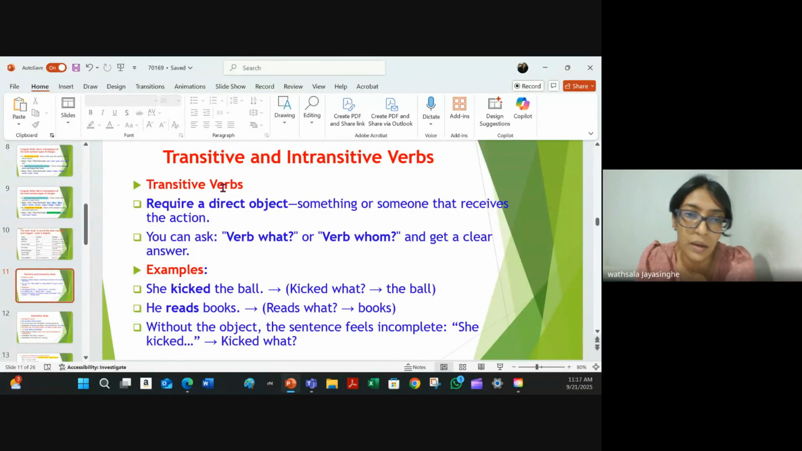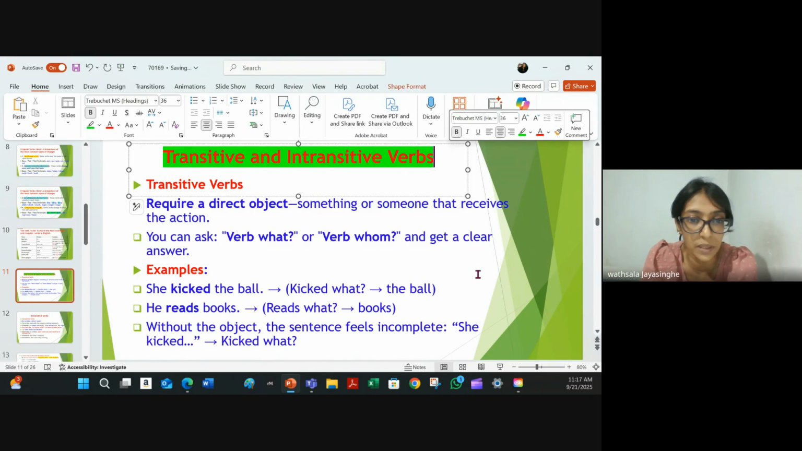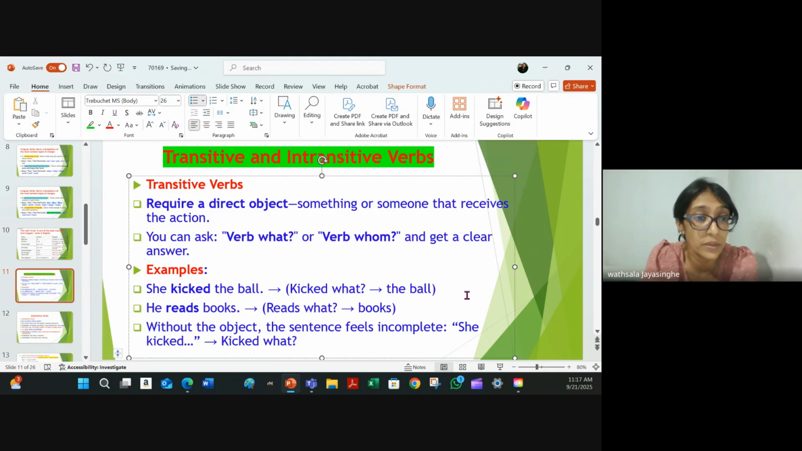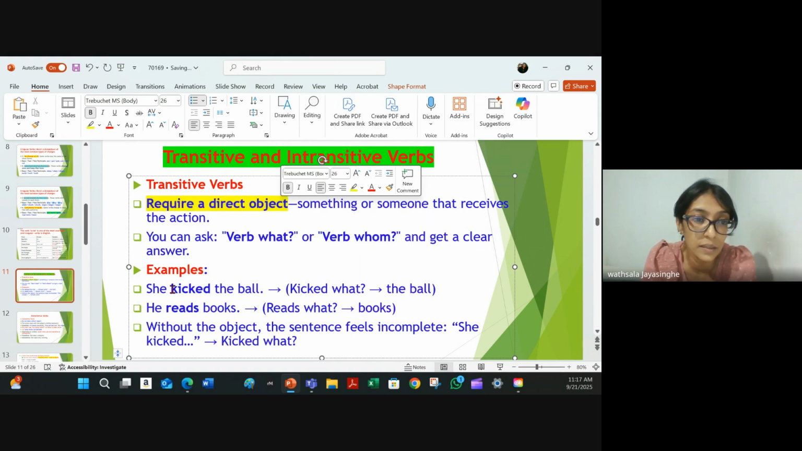Move to transitive and intransitive verbs. Transitive verbs require a direct object, something or someone that receives the action. You can ask verb what or verb whom and get a clear answer. Example: she kicked the ball. Kicked what? The ball. He reads books. Reads what? Books. Without the object, the sentence feels incomplete. She kicked. Kicked what? We don't know.